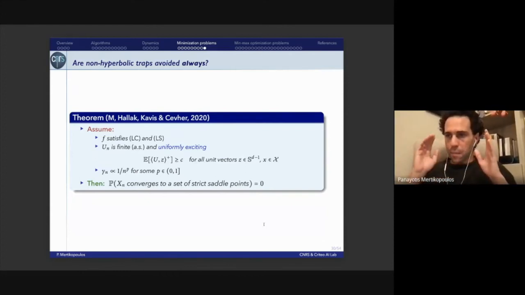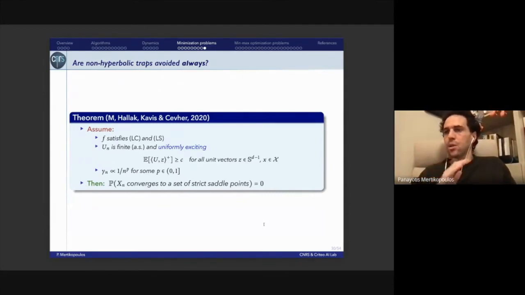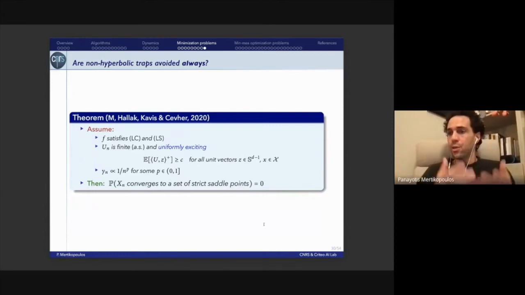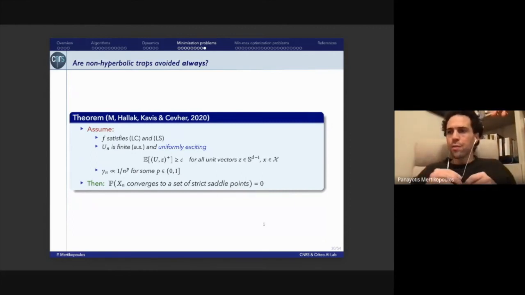So in minimization problems, you have a very robust selection criterion in the sense that you are only selecting non-strict saddle points in the end. So you do have convergence. You converge to a component of the critical set, and you know that this component cannot be a component of strict saddle points. All right. So this is a quick overview of what's going on in minimization problems.